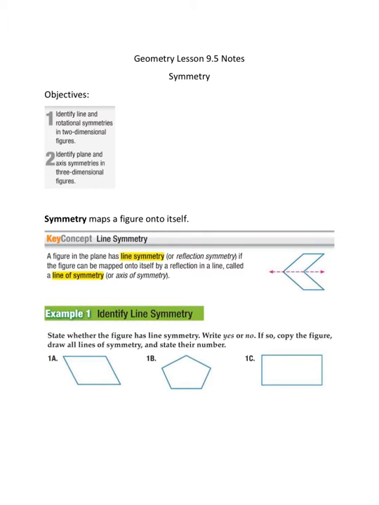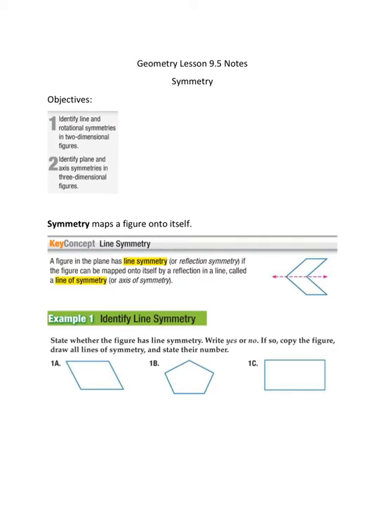Our objectives will be to identify line and rotational symmetries in two-dimensional figures, and then identify plane and axis symmetries in three-dimensional figures. So we'll be looking at, again, 2D figures and 3D figures, and the different types of symmetry we can have in those figures. Okay. So symmetry, that should be a familiar word.